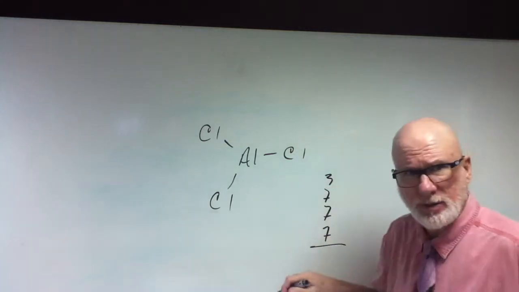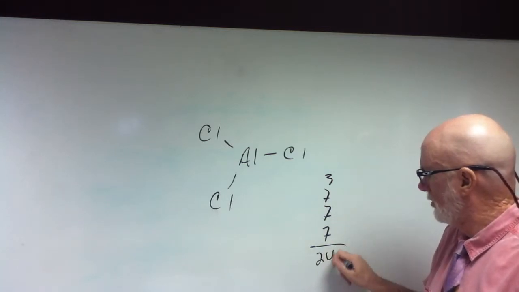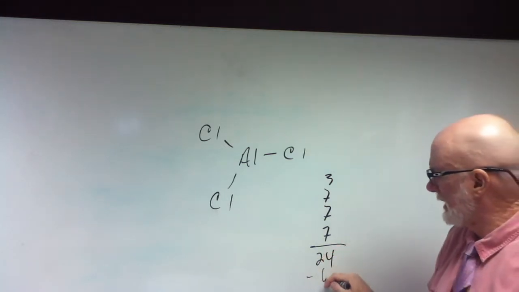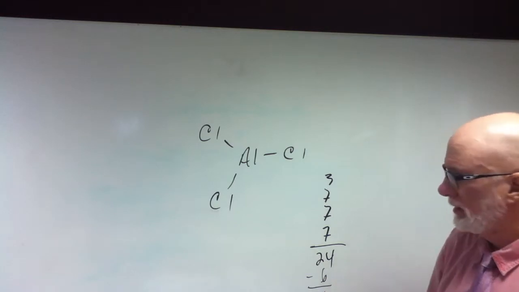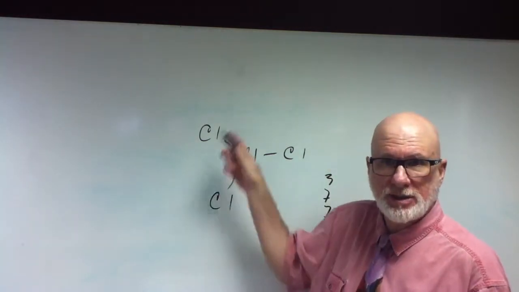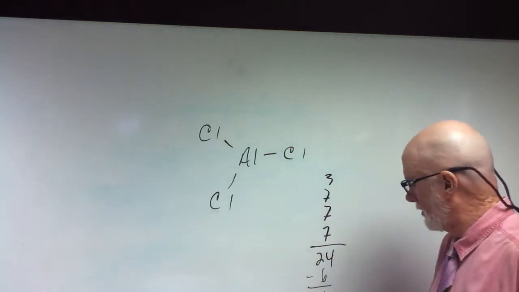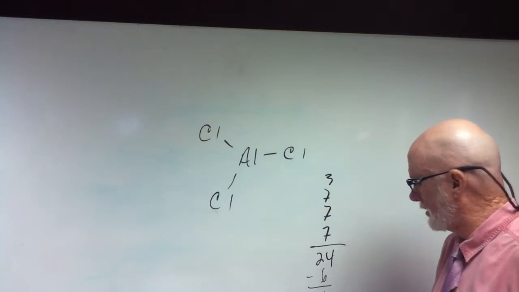Is this right? Am I doing this right so far? So that's what, 24? Yes. So that's going to be minus 6 is 18, and then subtract, I'm not going to put them in, 6 each. Are you with me? Am I going too fast?